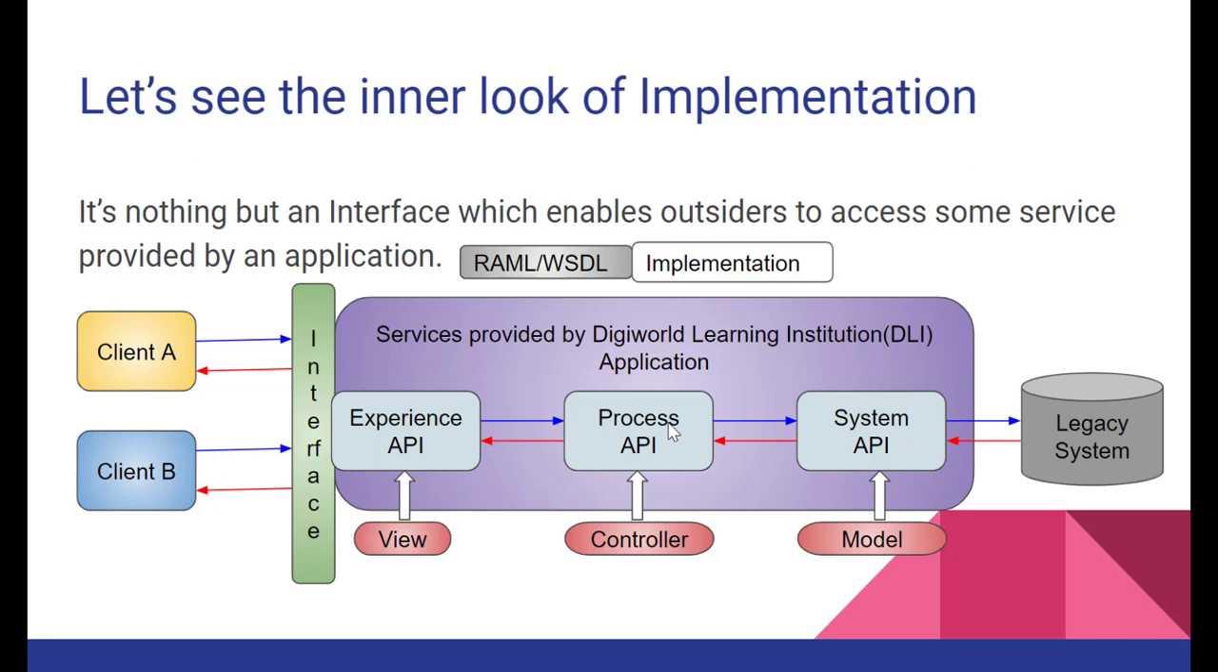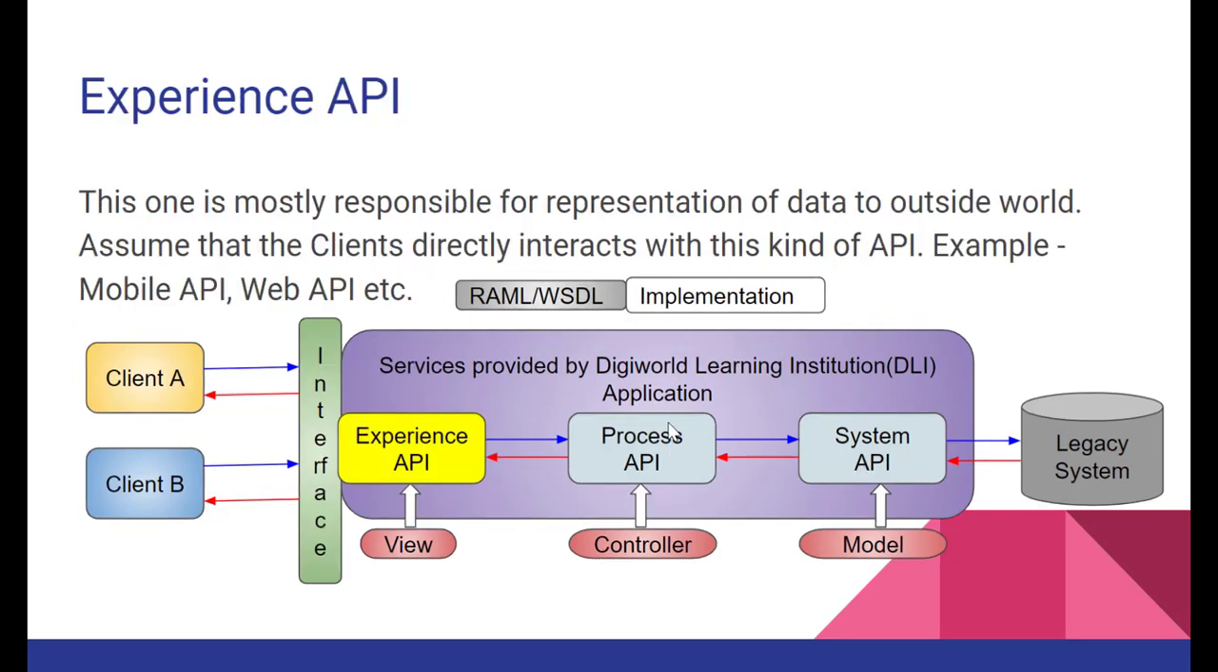So you can think of it like this: the client is provided access to the experience API, and the process API does not directly connect to the legacy systems or the underlying systems. They connect to the underlying system through the system API, right? So the system API directly connects to the underlying system. That is the basic purpose of the system API.